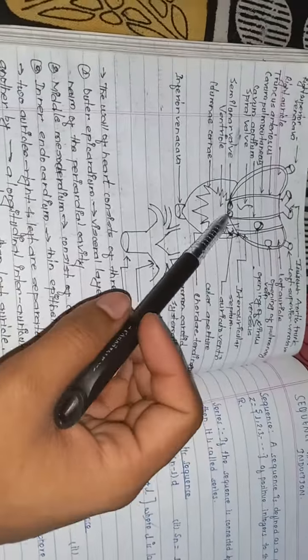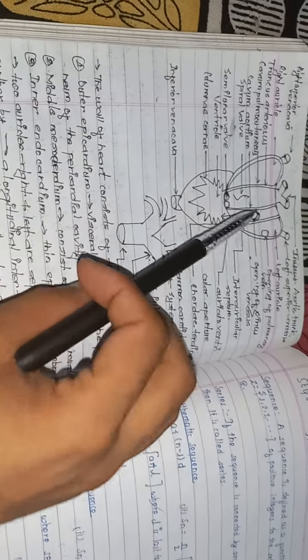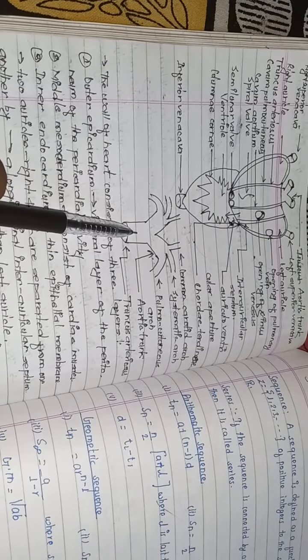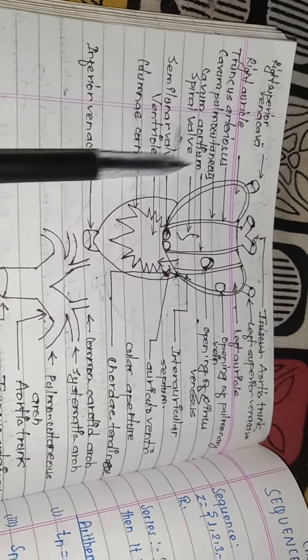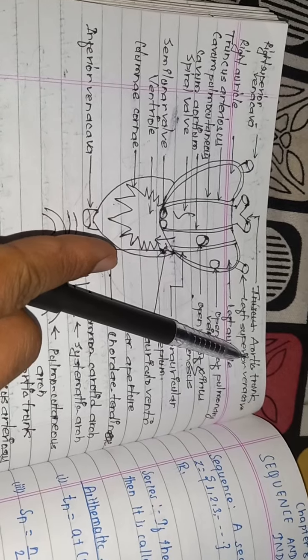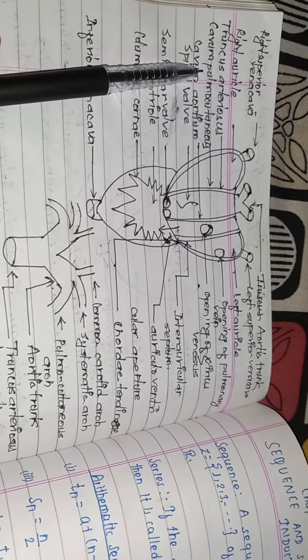Now we are discussing the internal structure of the heart. This is the simple internal structure of the heart. This is the truncus arteriosus. Let's not focus there; let's focus here. Let's start from this side. This is the right superior vena cava. This is the left superior vena cava. This is the left auricle. This is the right auricle.